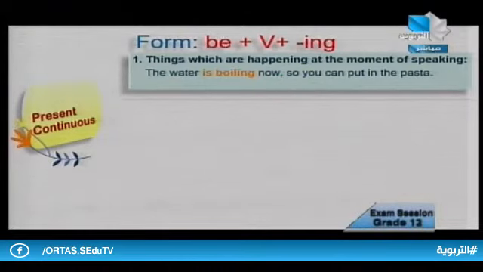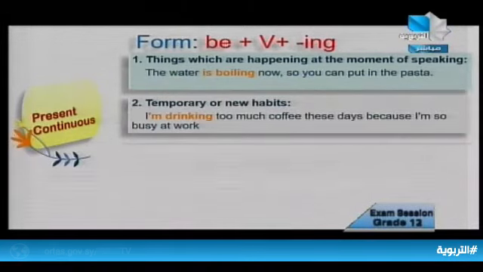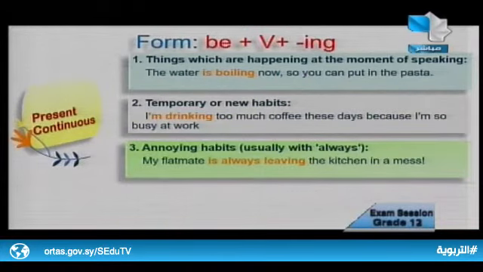Yes. Good. Number two, temporary or new habits. For example, I'm drinking too much coffee these days because I'm so busy at work. It means, you know, we are talking about something temporary, not permanent. Not permanent, good. Number three, annoying habits, usually with always. My flatmate is always leaving the kitchen in a mess.